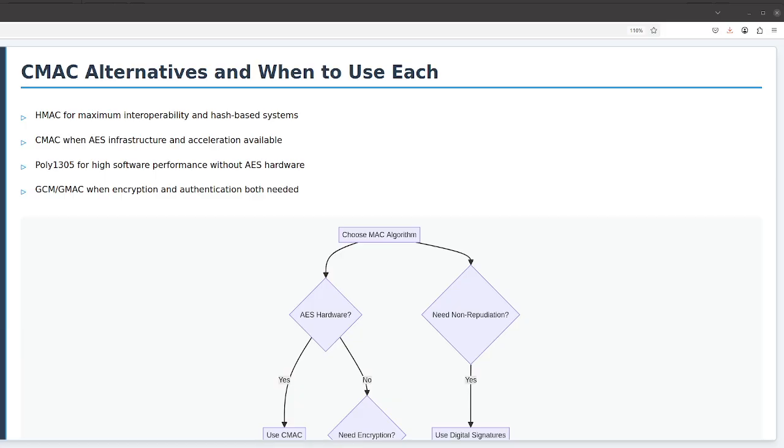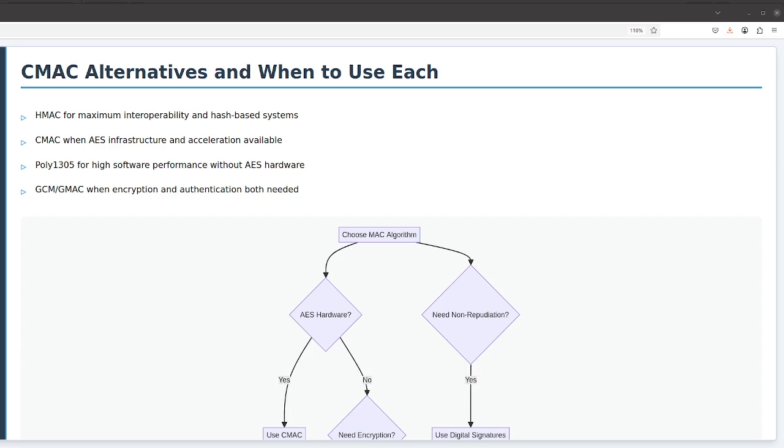Choose HMAC when you need maximum interoperability, as it is more widely supported in libraries and protocols. HMAC is excellent when you are already using hash functions in your system or when hardware acceleration for AES is not available. HMAC-SHA-256 is the de facto standard for many applications including TLS, SSH, and OAuth.